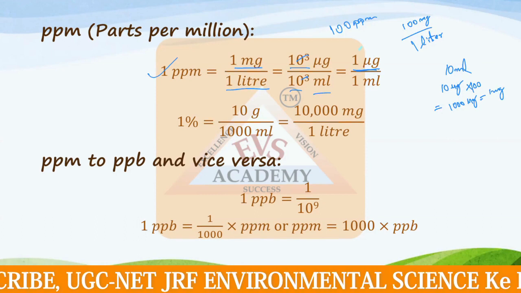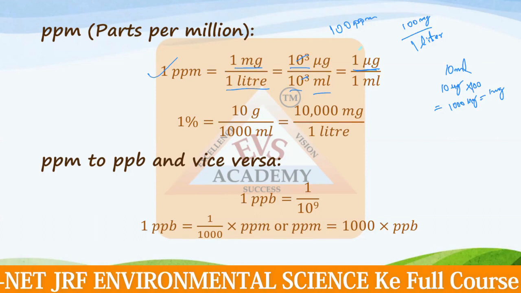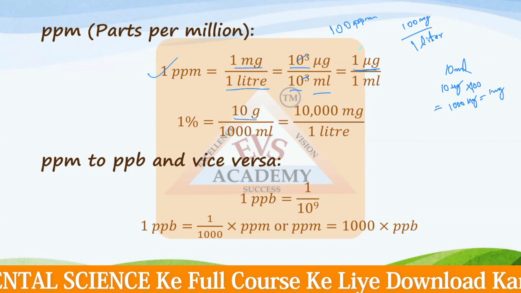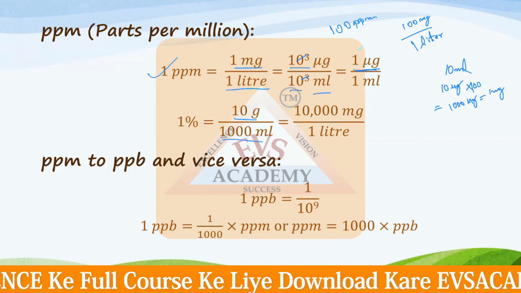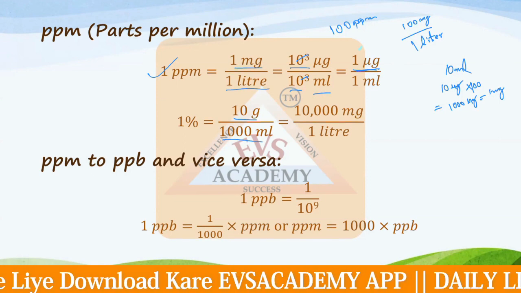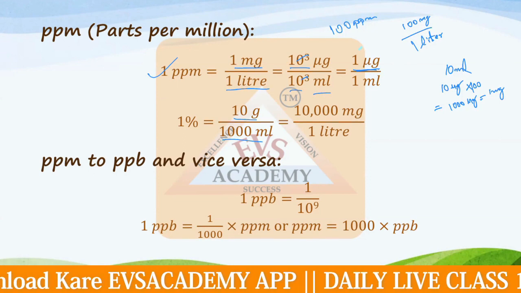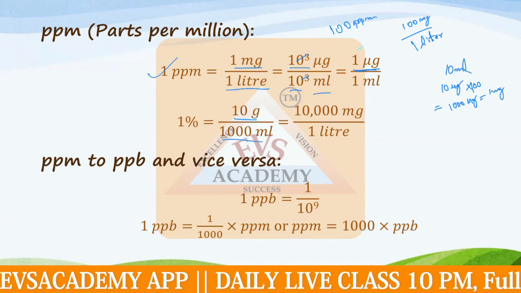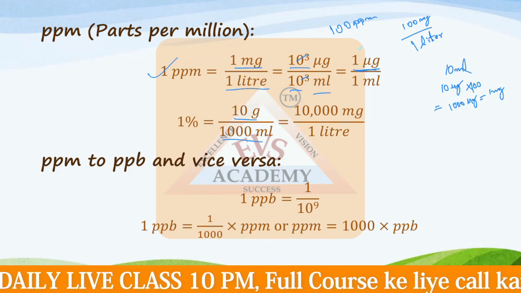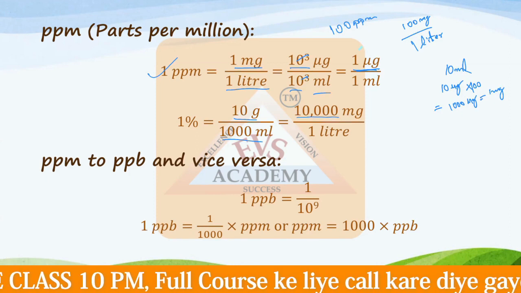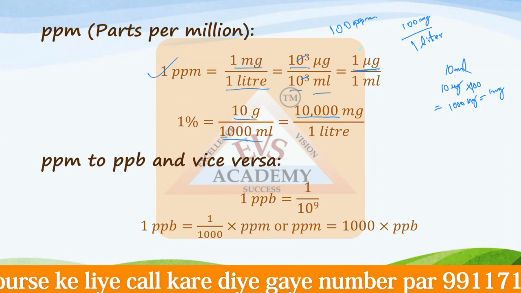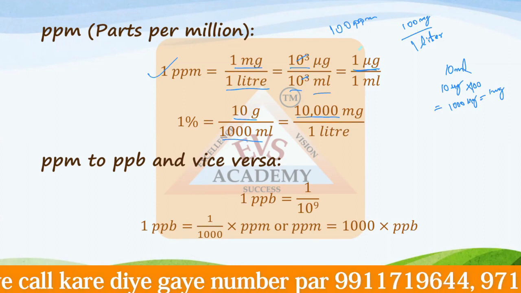Now suppose your instructor says you are creating a percentage solution, a 1% solution. For the 1% solution, there is already a provided equation: 10 gram of the solute in 1000 ml equals 1% of the solution. Or I can convert it into milligram as well. Again multiply by 1000, because milli is 1000. So 10 multiplied by 1000 is 10,000 milligram divided by 1 liter, which equals a 1% solution.